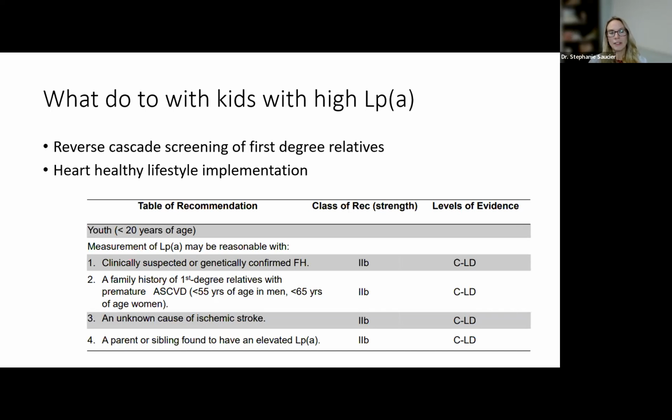If children are less than 20 years of age, measurement of an Lp(a) is reasonable if they have clinically suspected or genetically confirmed familial FH, if they have a first degree family history of a relative with ASCVD less than 55 years of age in men and less than 65 in women, and if they have an unknown cause of an ischemic stroke. It is illustrated more in the pediatric literature that Lp(a) is a significant risk factor for stroke in children, and a parent or sibling found to have an elevated Lp(a), so cascade screening.